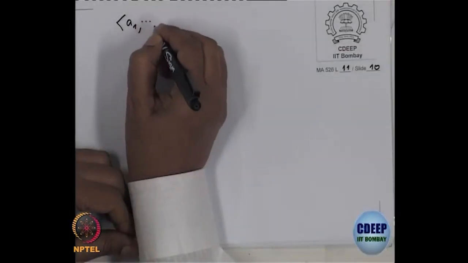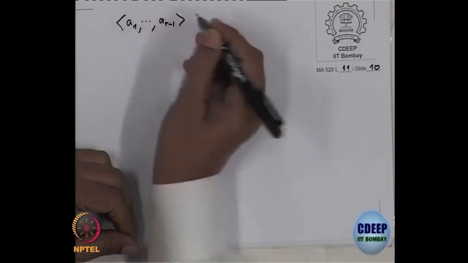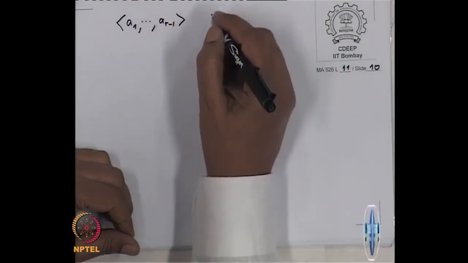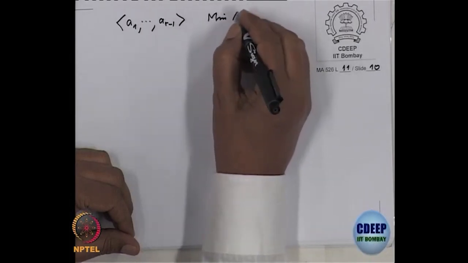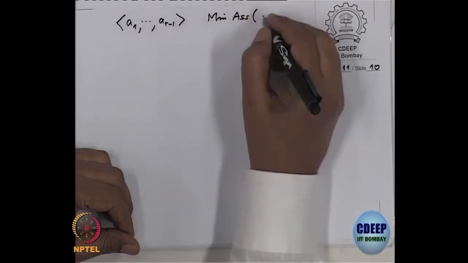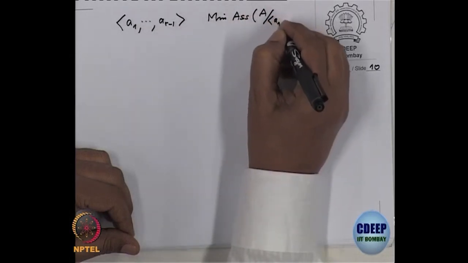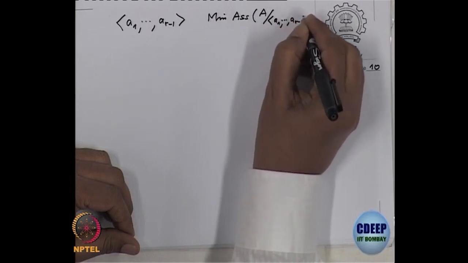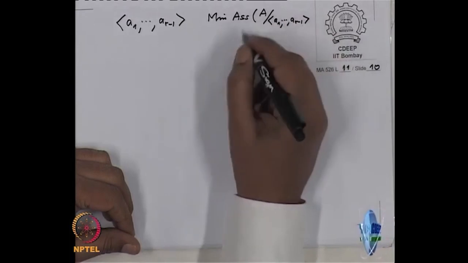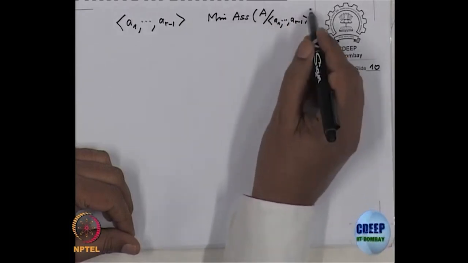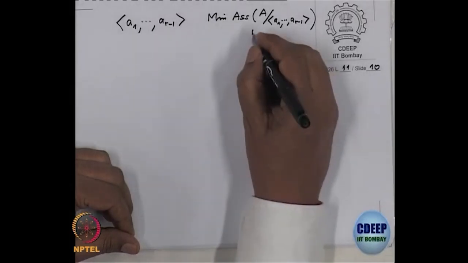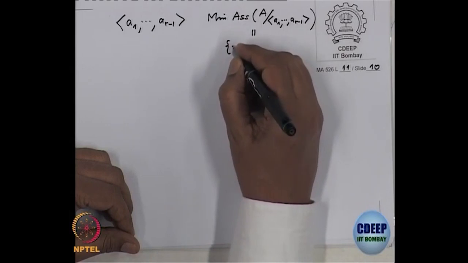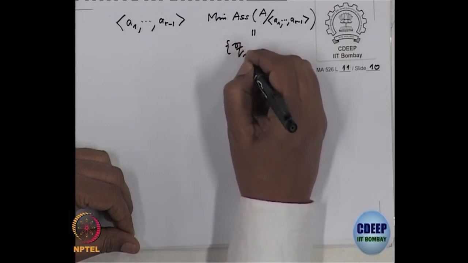If I take the ideal generated by A1 to AR minus 1 and I take its minimal primes, that is, the minimal elements among the associated primes of A modulo this ideal. That means they are associated to this ideal and they are minimal. So, this is a finite set. This finite set I want to give labels to. These are some prime ideals Q1 to Qs.